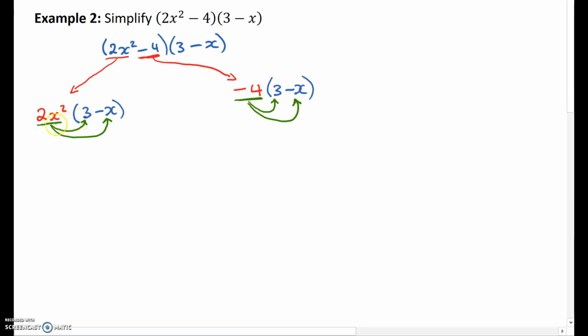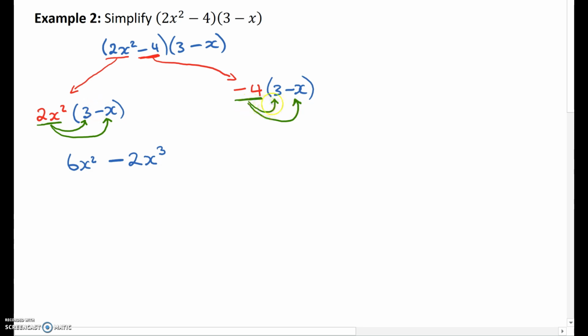So 2x squared by 3, 3 2's are 6, and that's going to be 6x squared. Then you have 2x squared by negative x. It's a plus in front of the 2x squared, so plus times a minus is minus. 2x squared by x is going to be 2, and then for the variables, because the variables are the same, you increase the power by 1. You add the powers together, so 2 plus 1.